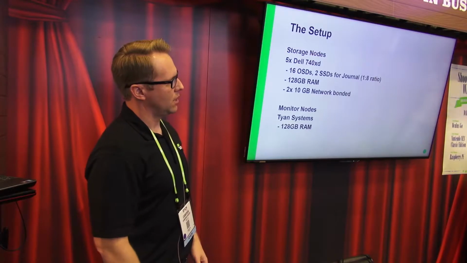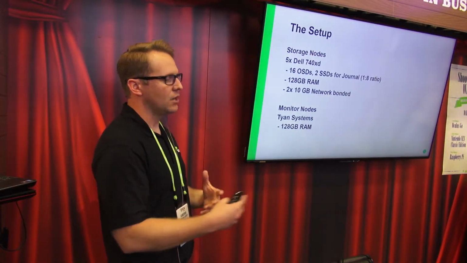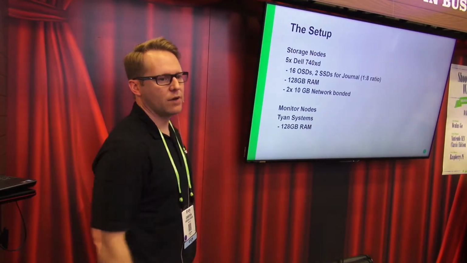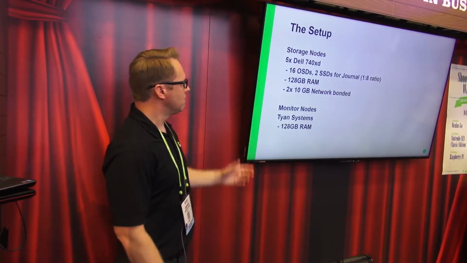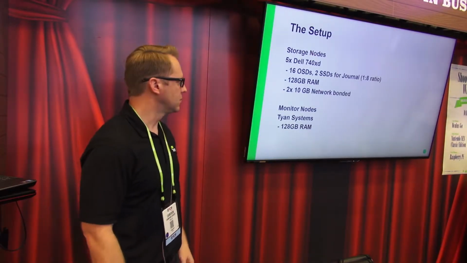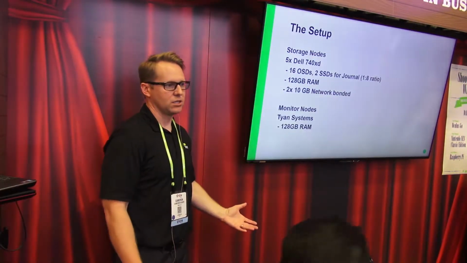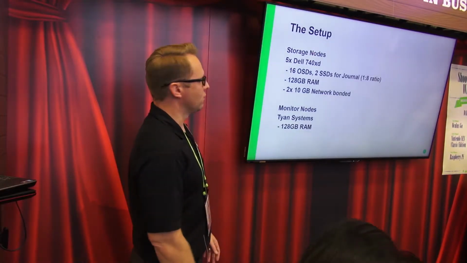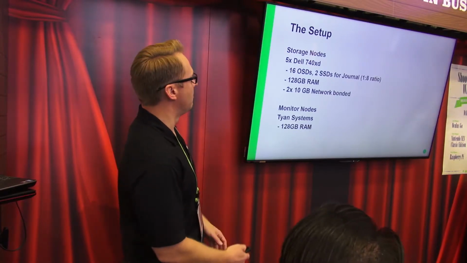And then the client nodes that were connecting to it, they also had 10 gig as well. So we had 10 gig all the way around. So when we did our testing, we got really great performance. Monitoring nodes were all similar systems. They had about 128 gigabytes of RAM, which really is a bit of overkill as well. But they were fine for this particular test. It of course didn't use up all that RAM.